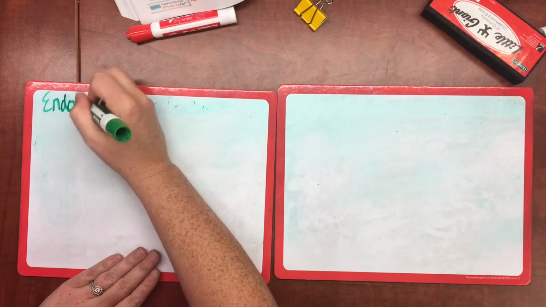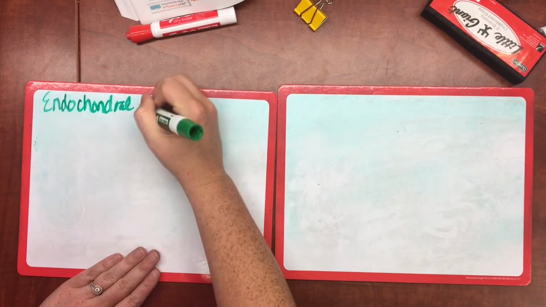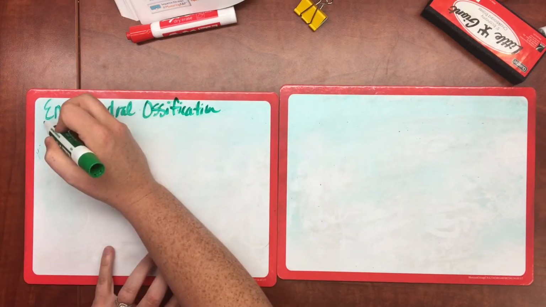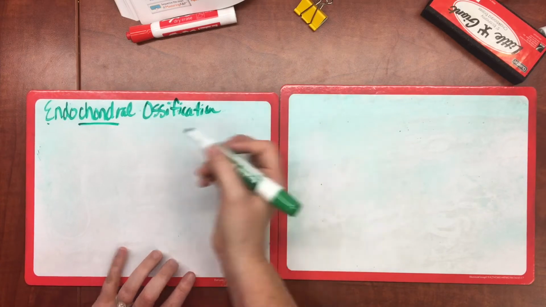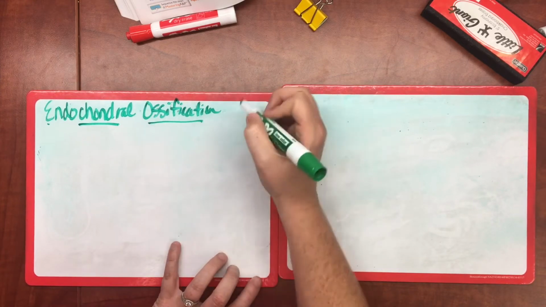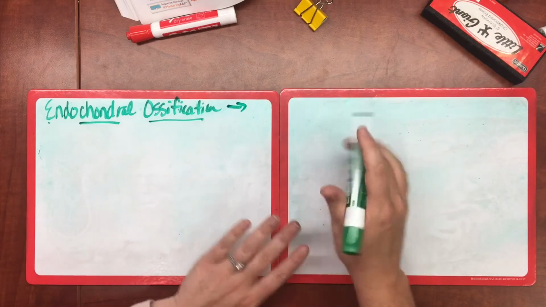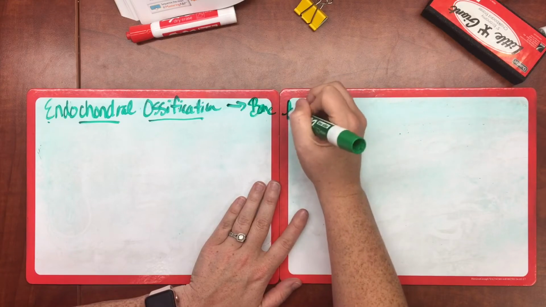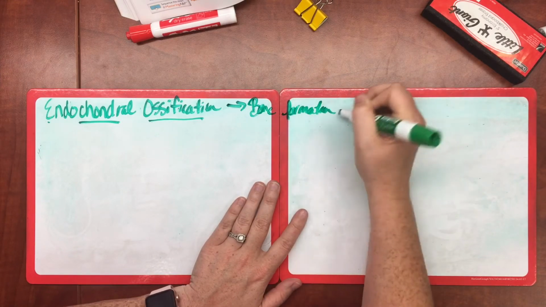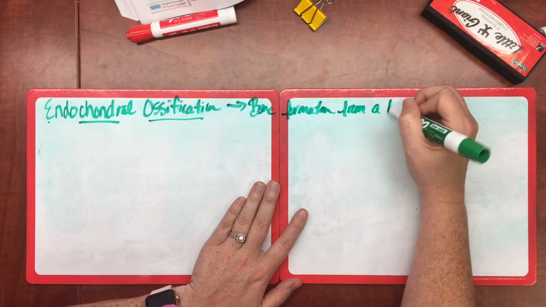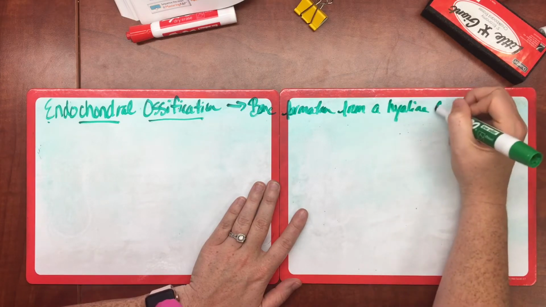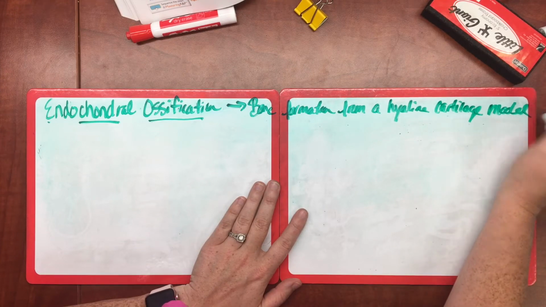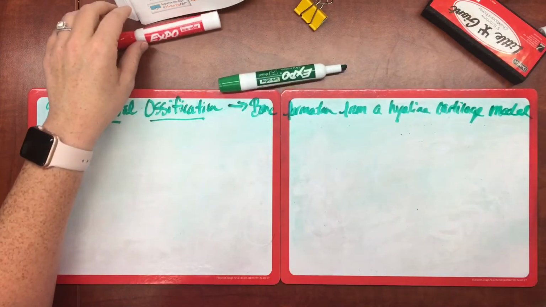Bone formation called endochondral ossification. So if we take those words apart, endo, or inner, chondral, remember that always means cartilage, and then ossification. So what it is, remember, is bone formation. So endochondral ossification is bone formation from a hyaline cartilage model.